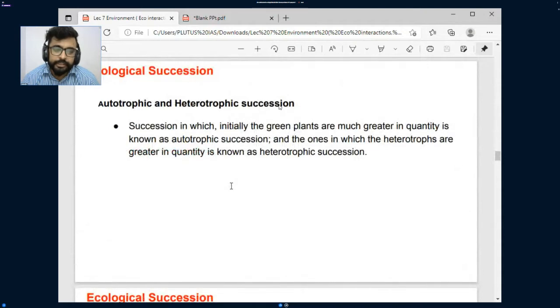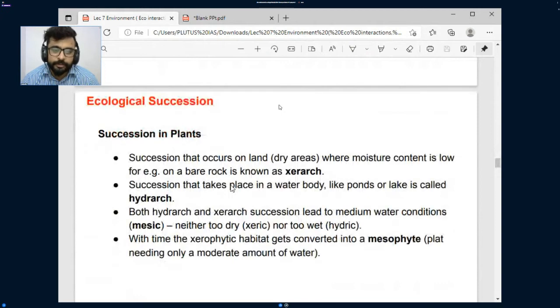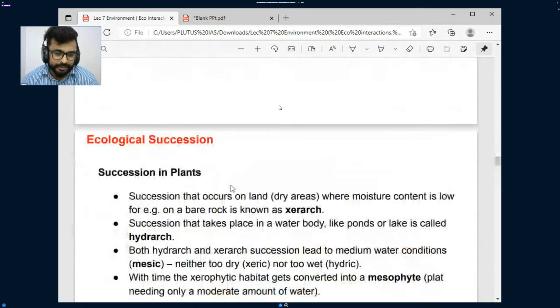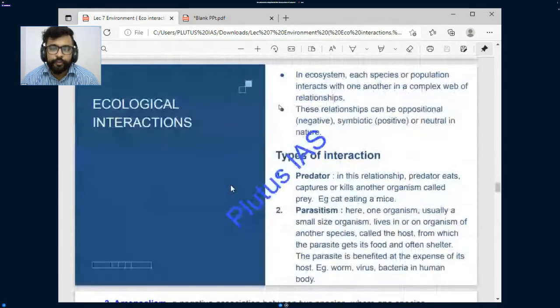What are the successions in autotrophic and heterotrophic areas, or this type of succession, autotrophs and heterotrophs. Okay, succession in plants, succession in water. This is what we have learned yesterday. Now further is a development of what we have learned yesterday.